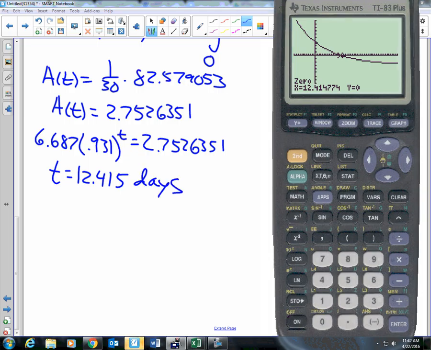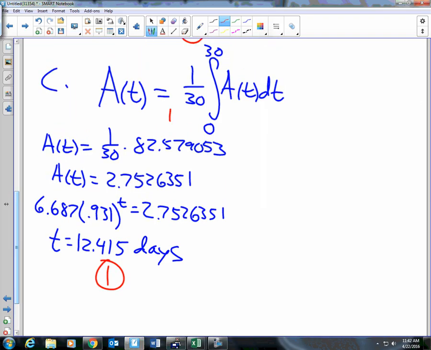So how did they score that? They gave you 1 for the amount function, and then 1 for the final answer. I think that problem should be worth 3 in my opinion, but they just had to figure it out. So 1 for the amount function like that, 1 for the days.